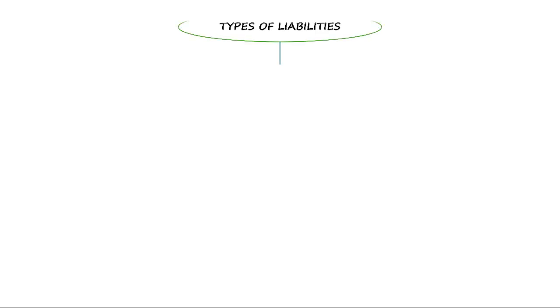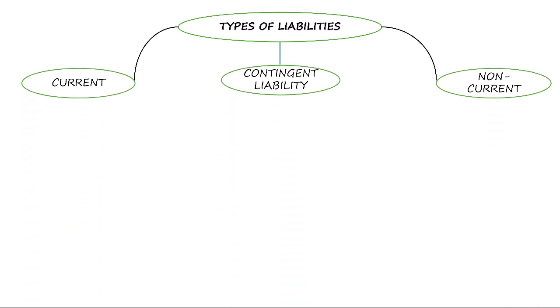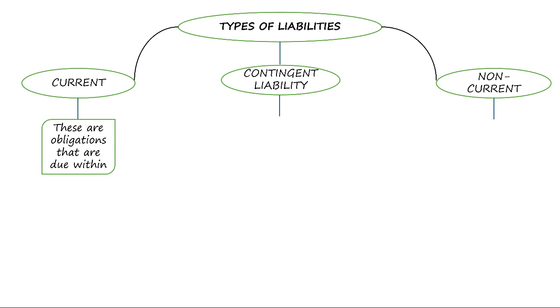Types of liabilities: current, contingent liability, non-current liability. Current liabilities are obligations that are due within 1 year.